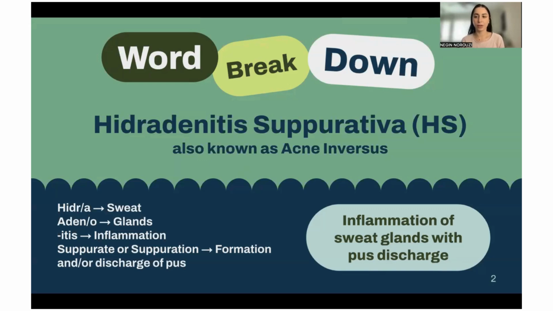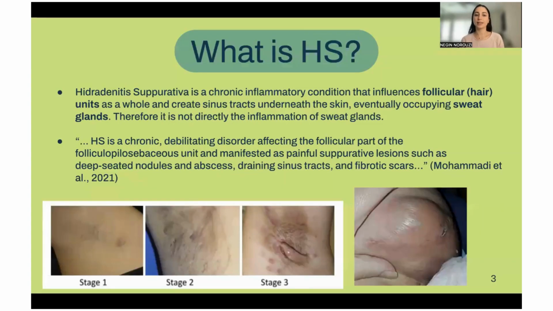However, many doctors avoid using this term because HS is nowhere near what acne is, and we want to avoid it being mistaken for it. So, what is HS? Although the name suggests that this is inflammation of the sweat glands, this is a chronic inflammatory condition that influences follicular units as a whole. And I will go ahead and show in the next slide what I mean by that.